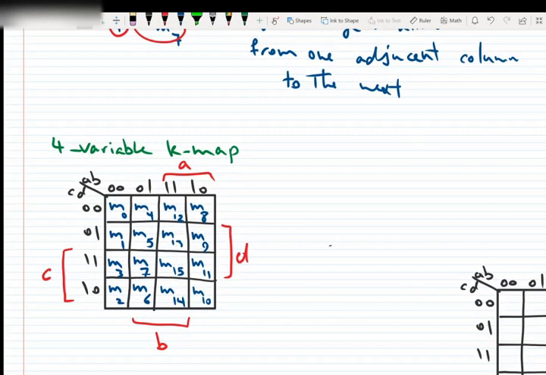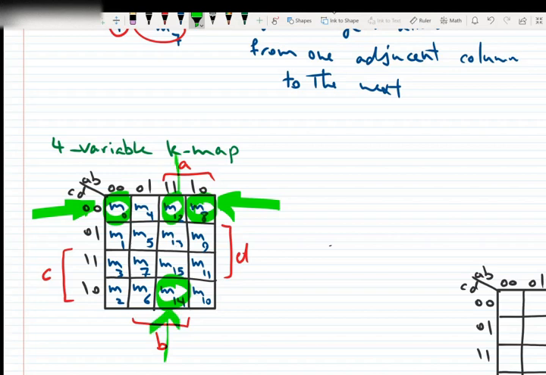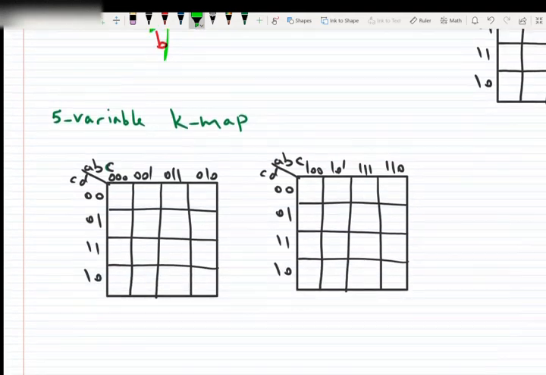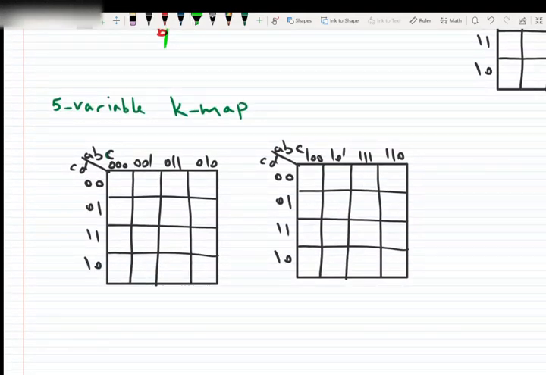Okay, one thing that I forgot to mention is that the corners and edges of each table are also adjacent. So M8 is adjacent with M0. This edge is adjacent with this edge. So M14 is adjacent with M12 as well. It's very important to know that the edges are also counted as adjacent.